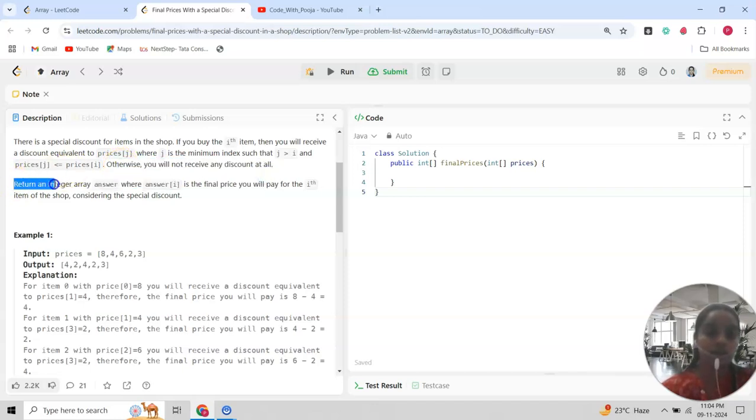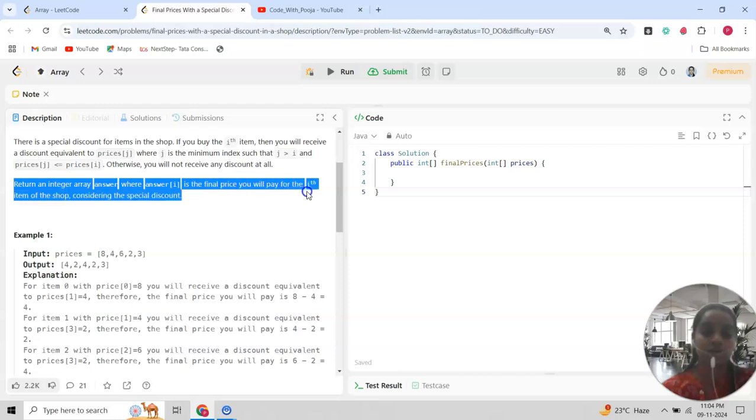Return an integer array answer, where answer[i] is the final price you will pay for the ith item in the shop, considering the special discount.